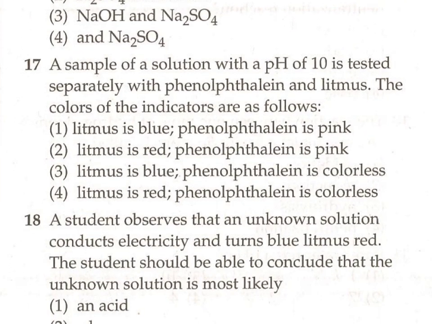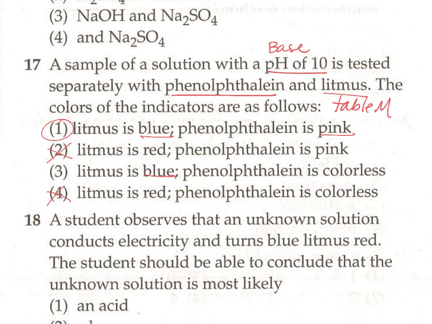Number 17, a sample of solution with a pH of 10 is tested separately with phenolphthalein and litmus. So pH of 10, that should tell you that it's a base. I'm using two separate indicators, and I'm going to look at the colors here. Litmus in a base pH would be blue, and then phenolphthalein in a base pH is going to be pink. So that's a Table M question. You don't have to memorize these colors, you just need to know how to use the table.